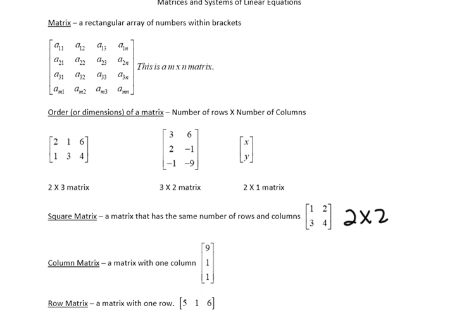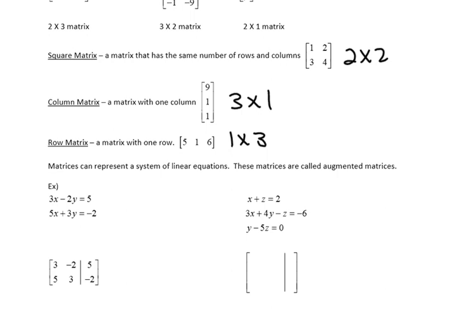A column matrix is a matrix with 1 column. So the 9, 1, 1 matrix is 3 rows going across and 1 column going up and down. So the dimensions here are 3 by 1. And a row matrix is a matrix with 1 row. So the 5, 1, 6 is a 1 by 3 matrix.